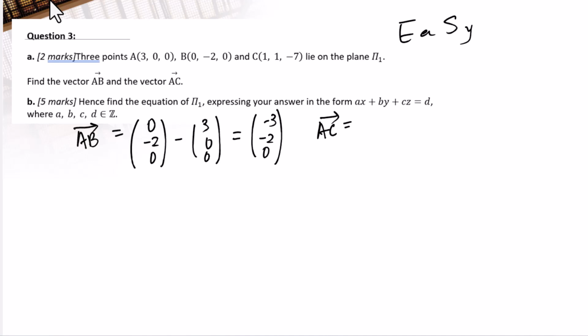AC equals (1, 1, -7) minus (3, 0, 0), which equals (-2, 1, -7).